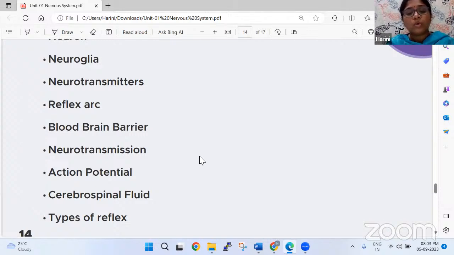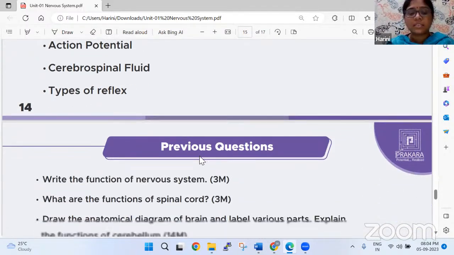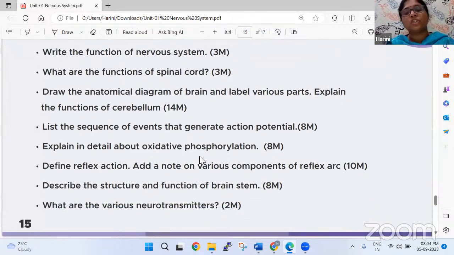Now let me go over the previous questions. Let me discuss how a question is asked in the question paper. I've collected them based upon the marks and the previous questions. I'll give you how you represent the answer and what answer you can give. So the first one is: write the functions of the nervous system. The major question is: write the functions of the nervous system.